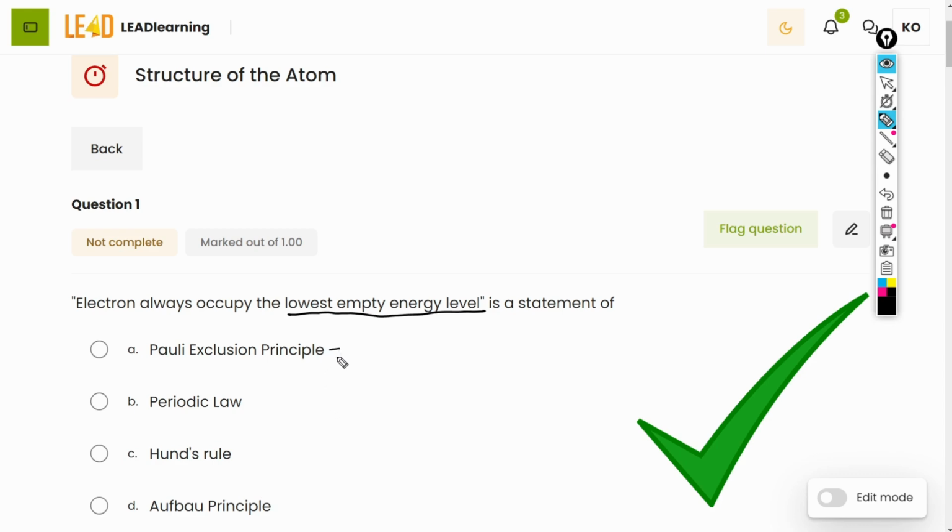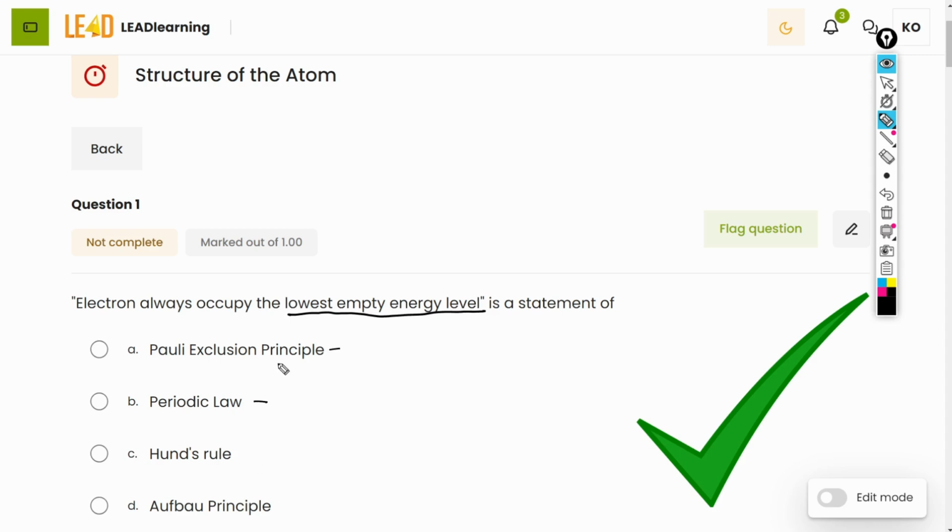Now, Pauli's exclusion principle explains that a pair of electrons cannot have the same value for all the quantum numbers, while the periodic law tells us that the properties of an atom is a function of its atomic number or proton number and not its atomic mass. While Hund's rule of maximum multiplicity states that electrons occupy orbitals singly before pairing takes place.